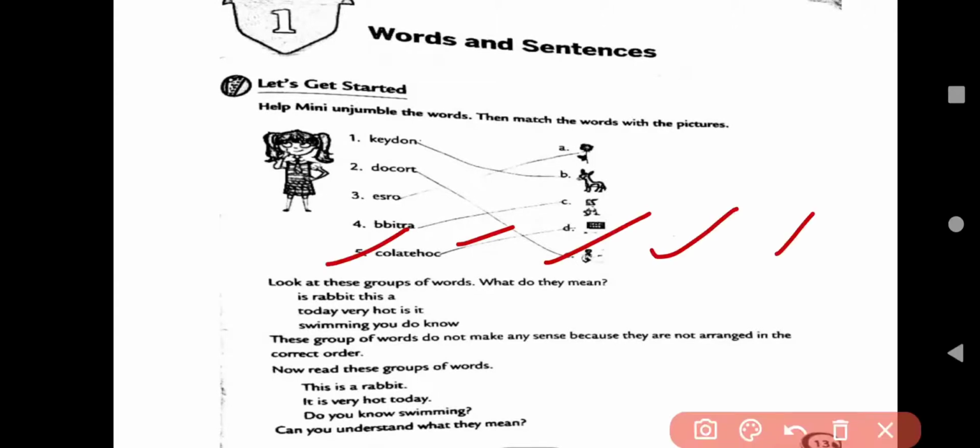Here we have Chapter number 1, Words and Sentences. So, the first one is here. Help Minnie unjumble the words, then match the words with their pictures. You have to match. First is K-E-Y-D-O-N. So what will it be? Yes, donkey. Donkey. So where is the donkey? Yes, this is a donkey.